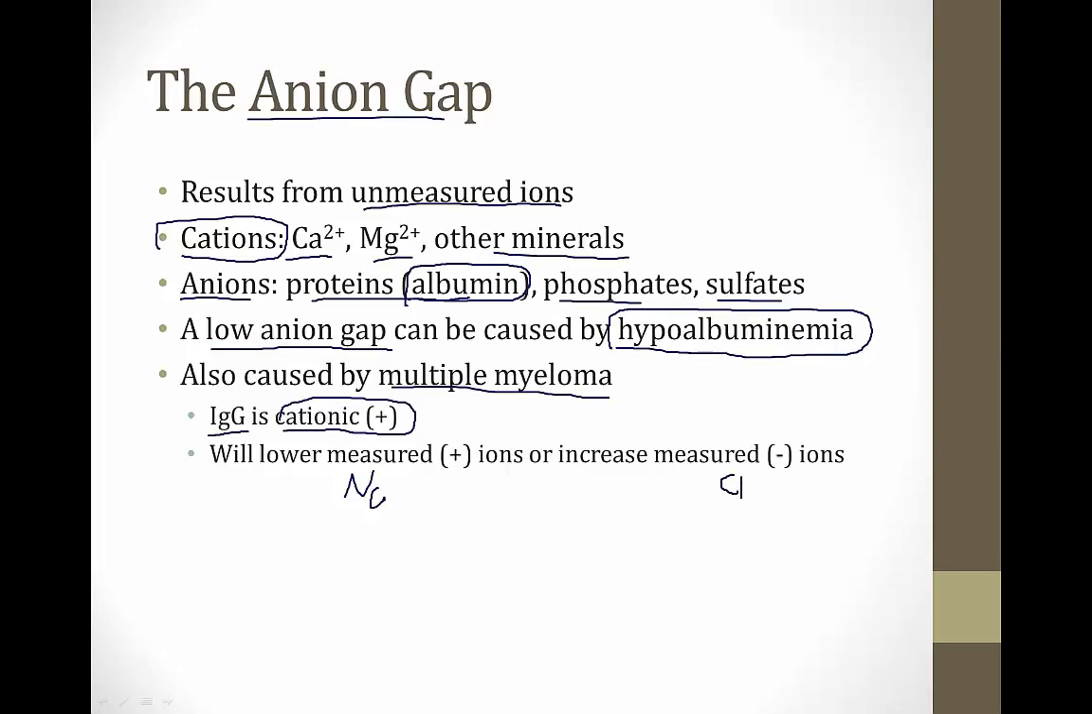This will shrink the anion gap and give you a small anion gap. So normally in acid-base problems we talk about a normal or an increased anion gap, but there are a couple of special scenarios where you get a small anion gap, and those are hypoalbuminemia and multiple myeloma. Those are the two you're most commonly asked about.